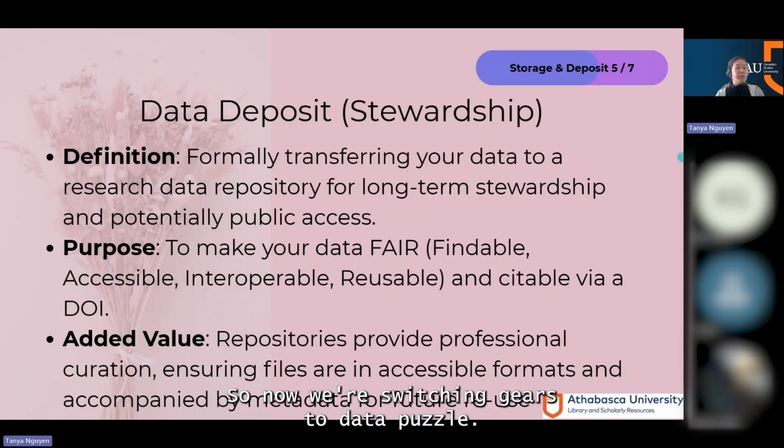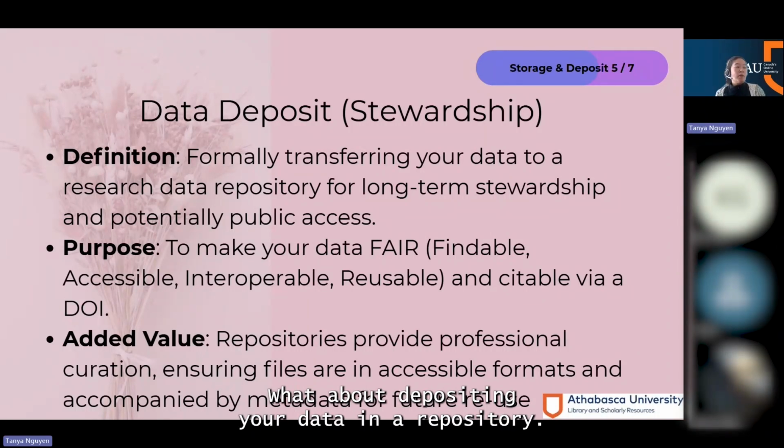So now we're switching gears to data deposit. So we talked about active storage, long-term storage. What about depositing your data in a repository?